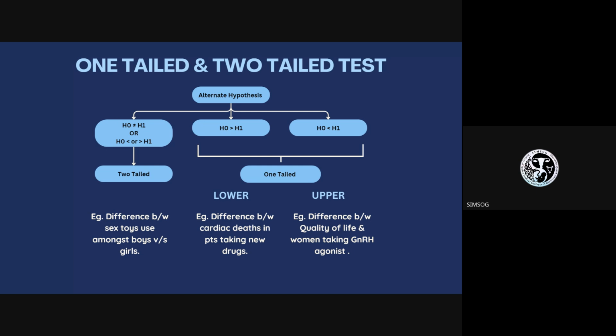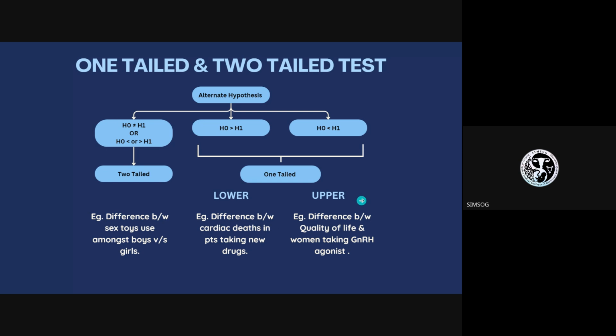So this would be a one-tailed test of a lower tail, wherein we want our alternate hypothesis to be lesser than our null hypothesis. That is our interventional group, let's say, just for the sake of example. We want it to be lesser than the no difference group. That's what essentially a one-tailed test means.